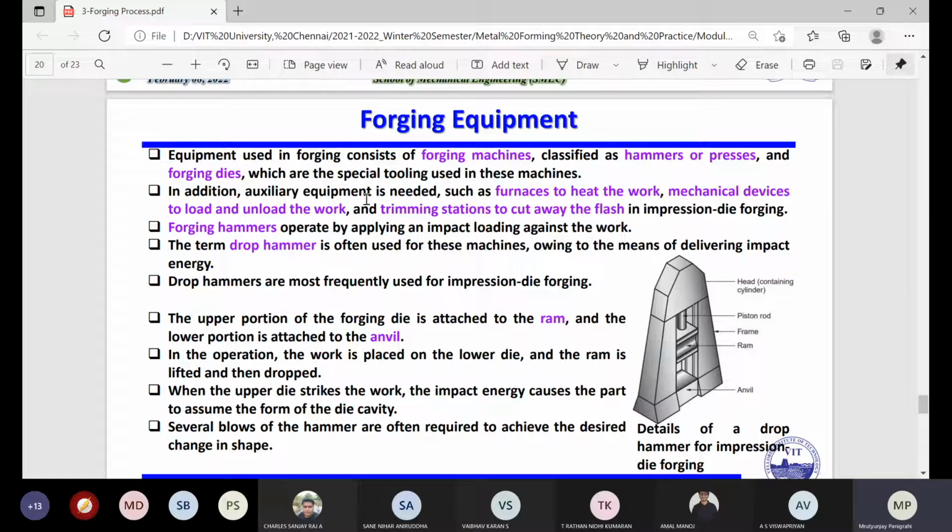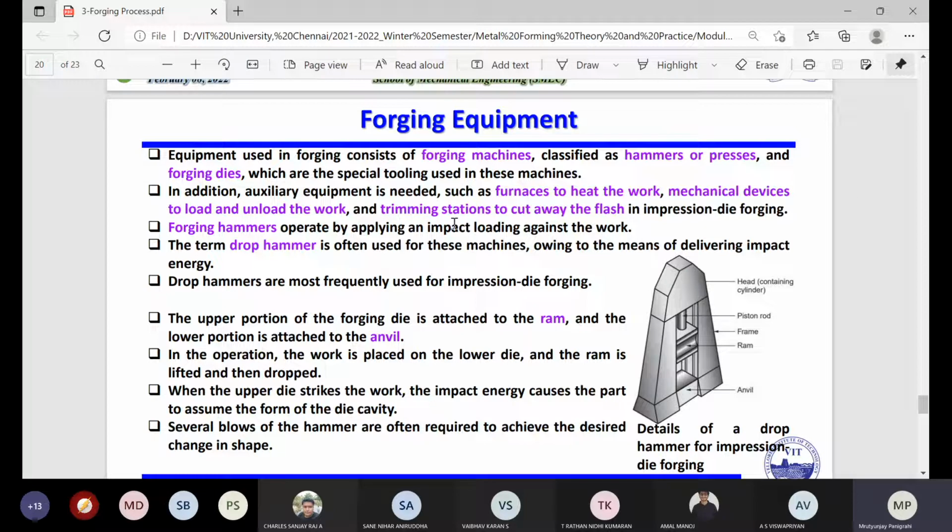So here you can think about the equipment used in forging. It consists of the forging machines, classified as hammers or presses, and the forging dies, which are the special tools used in these machines. So we have to think about the hammers or presses, and the second one is dies, because two things are important. One is the press, whenever we are pressing, and the second one is the dies. In addition, auxiliary equipment is needed, such as the furnace to heat the work. These are also important, but they are auxiliary. The primary things are a hammer or press, and a forging die. Without this you cannot do it.